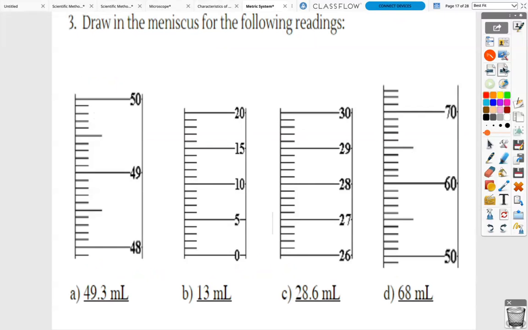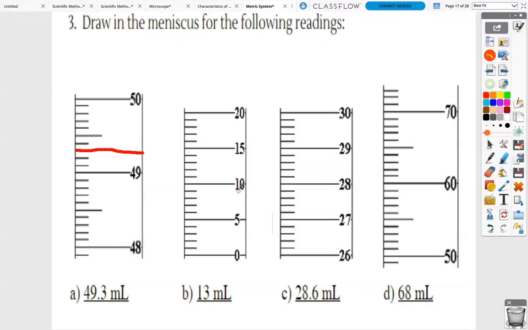Okay, so the next part is we're drawing in our meniscus. It gets a little bit complicated to draw in a curved line, so I've just drawn a straight line all the way across. On this one, it's asking you to draw in 49.3. So if you'll look, this is 49 and this is 50. We're separated by 9 increments, so we have 49.1, 49.2, and then 49.3. We're just going to draw as straight a line as possible. That wasn't super straight, but we're going to just draw it straight across there. So that would be 49.3 milliliters.